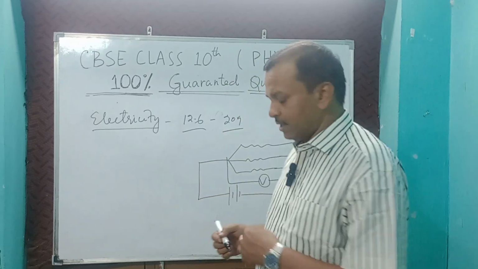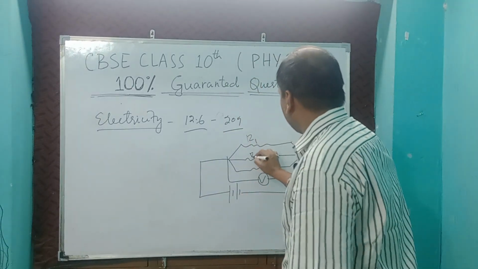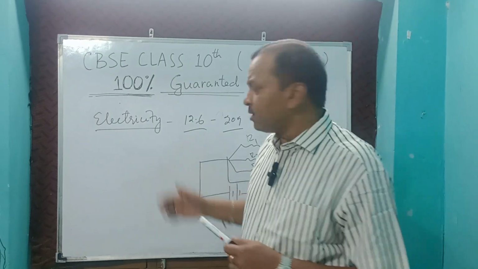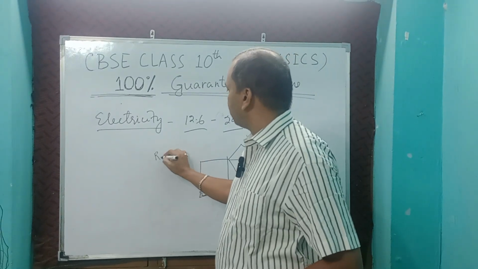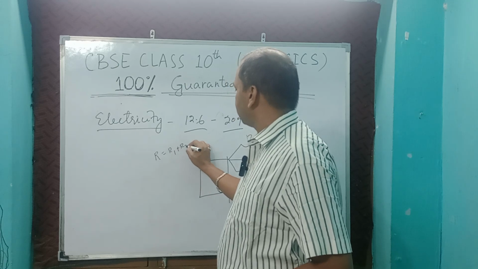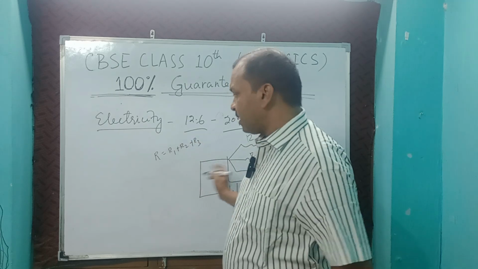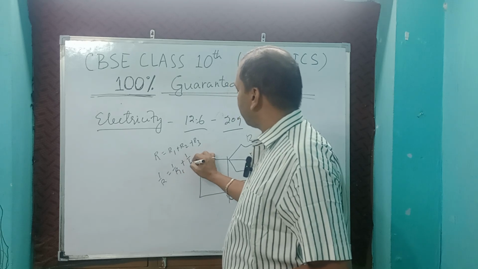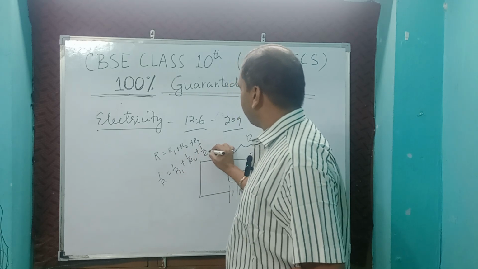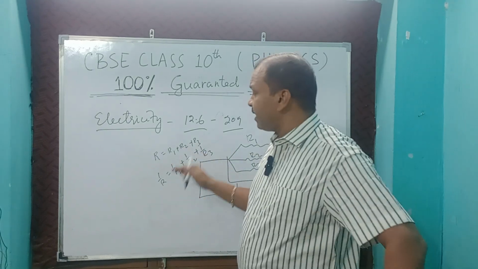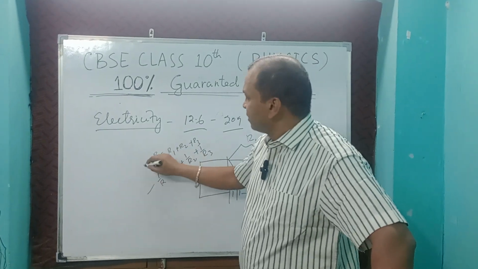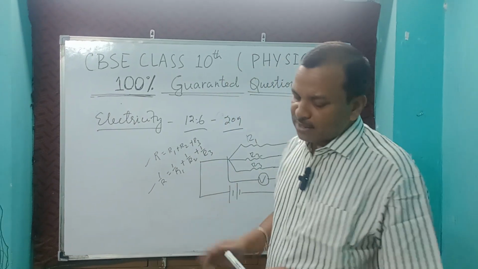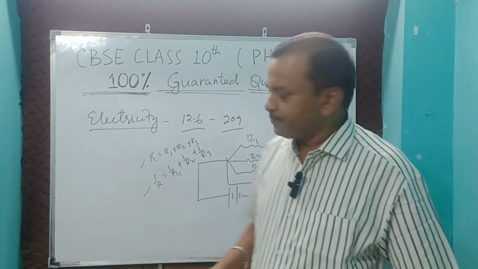Here it is R1, R2 and R3. As you know, in series R is equal to R1 plus R2 plus R3, but in parallel 1 by R is equal to 1 by R1 plus 1 by R2 plus 1 by R3. I repeat all these things again and again. Just remember these formulas. This will definitely come. 110%. Clear?